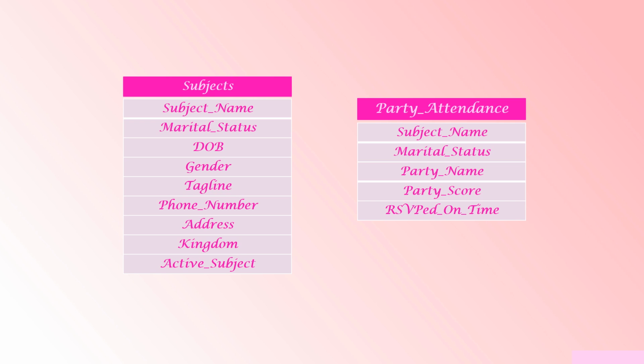So now that we saw what not to do, how could these tables be more normal? Because we are storing information about subjects and information about the parties they attend, we could break up the tables and create two tables. One that stores subject information and one that stores party information about the parties they attended. So we have subjects and party attendance. Let's take a look at a sample result set.